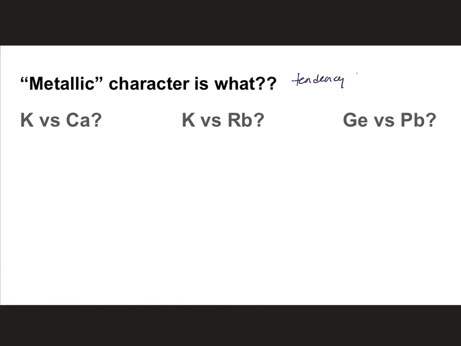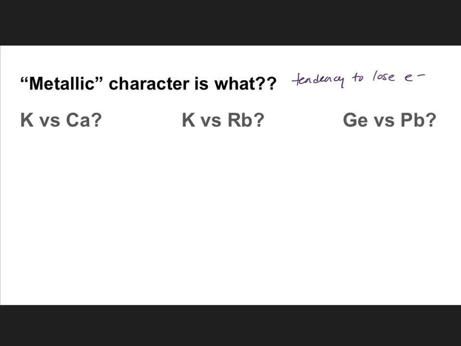tendency to lose electrons. Some metals do this better than others, and it has to do with their size and their ionization energy. So the larger atoms are better losers than atoms that are slightly smaller. So to answer this question about which in these pairs of atoms is more metallic, you really want to go back to the ionization energy trends and the atomic radius trends to answer that question.